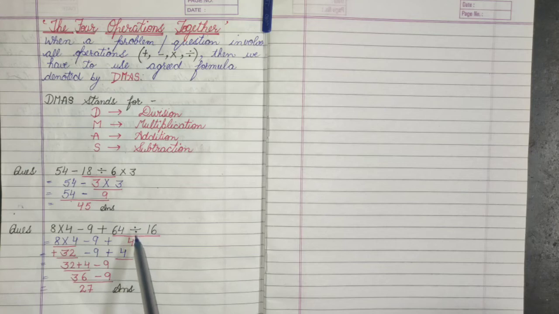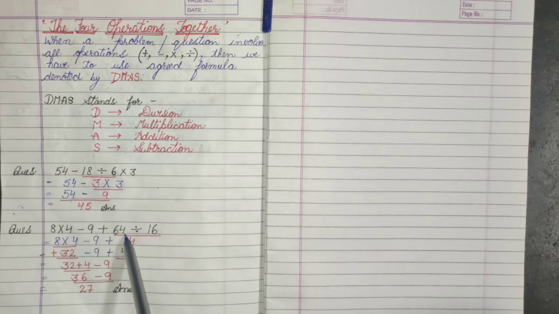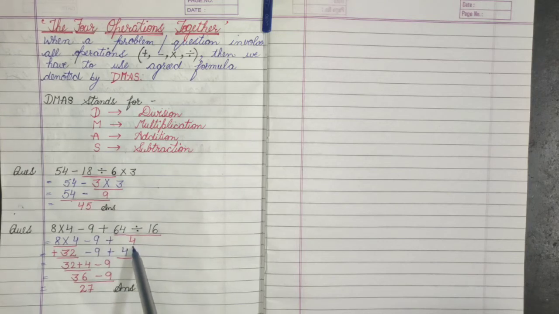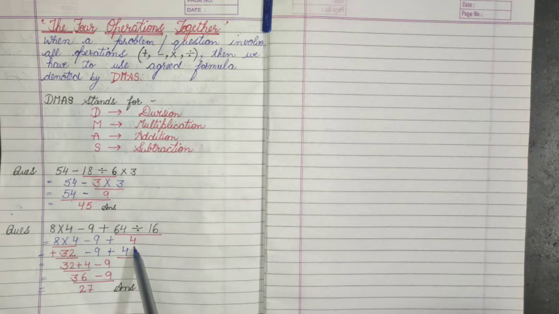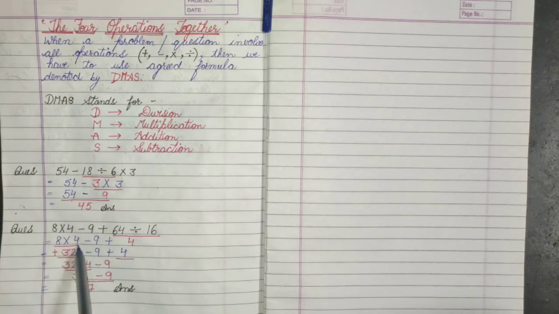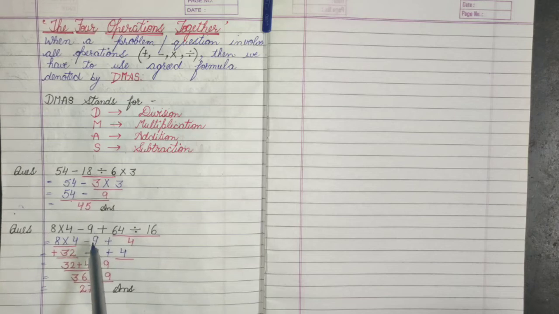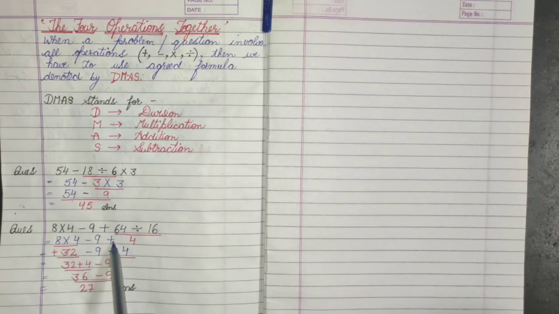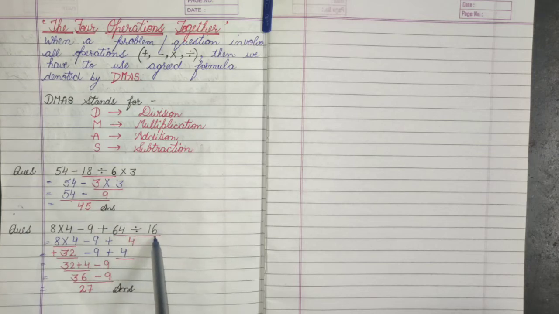I used to tell you that after underlining, we will write the answer below that. Yes, in the table of 16, we have 64 or not? Yes, 16 fours are 64. So I have written 4 here. Our next step is, after doing division, all those numbers and signs in the question we will copy the same. 8 multiply 4 minus 9 plus. But you remember class, we never copy the underlined numbers, so instead of that we have written here 4.